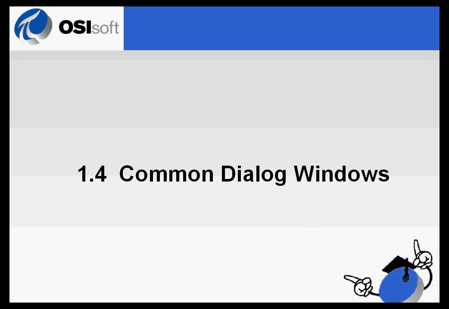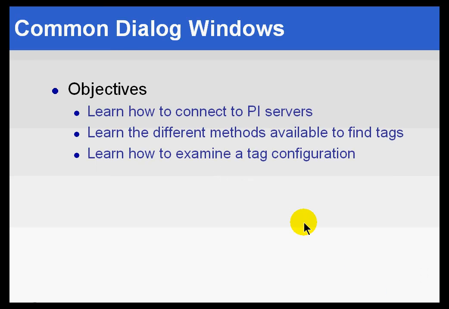Section 1.4, Common Dialog Windows. In this section, we're going to be discussing how to connect to the Pi server using a common connection dialog box. We'll learn about the different methods that are available for finding tags. We have tag searches available, and also how to examine a tag configuration. We'll start by connecting to Pi servers.